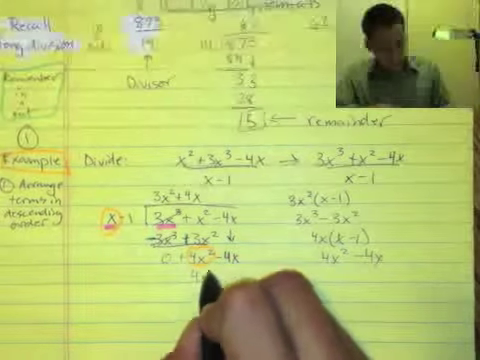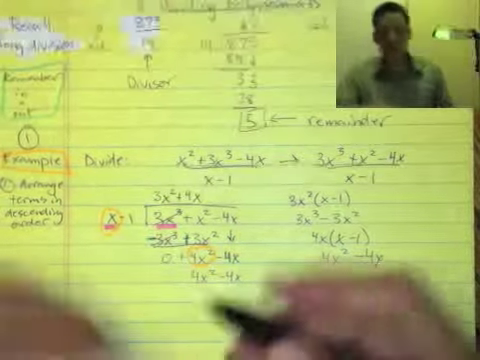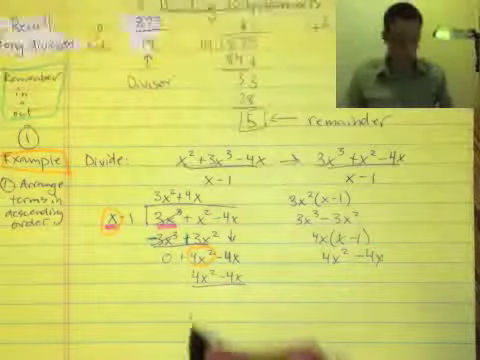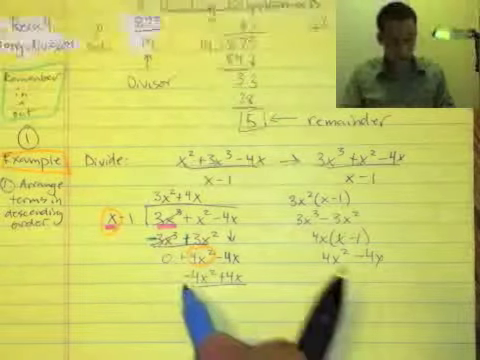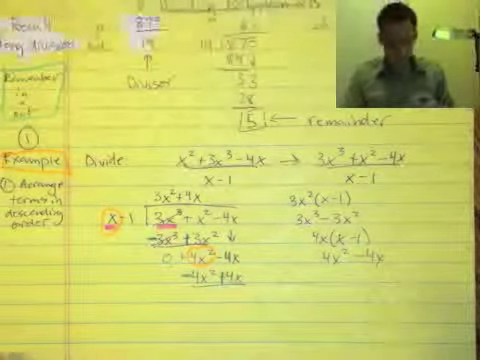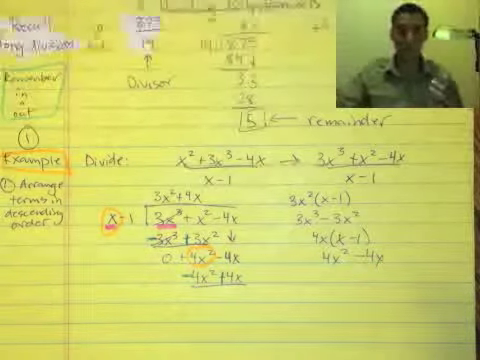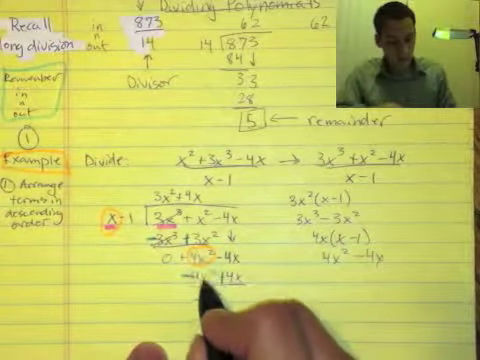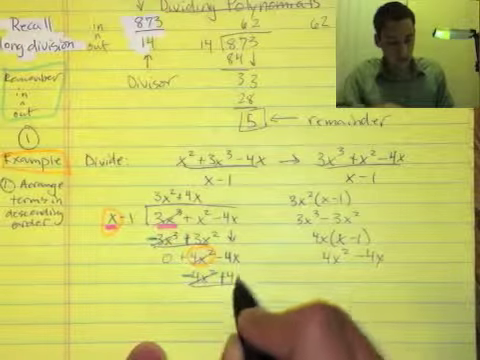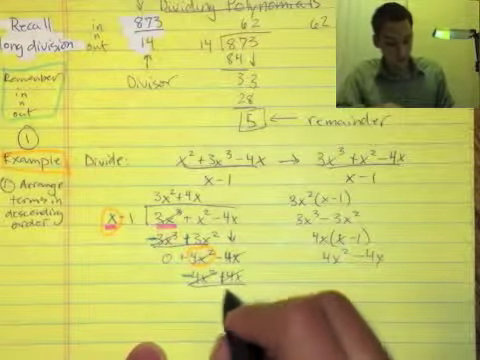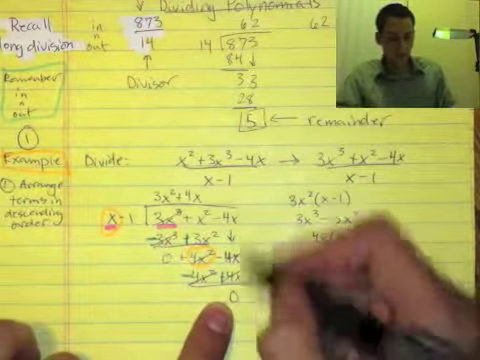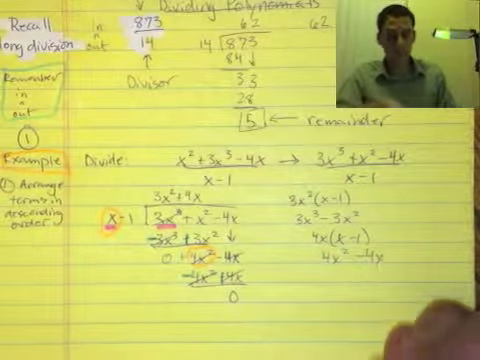So 4x squared minus 4x, and then I'm subtracting it, so I'm going to change each of the signs. That's what the blue is, me changing the signs because I'm subtracting. So then these go away, and then these go away as well. So I'm left with a remainder of 0. I have nothing more to bring down, so I'm done.